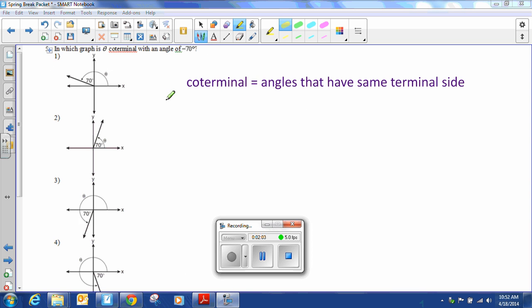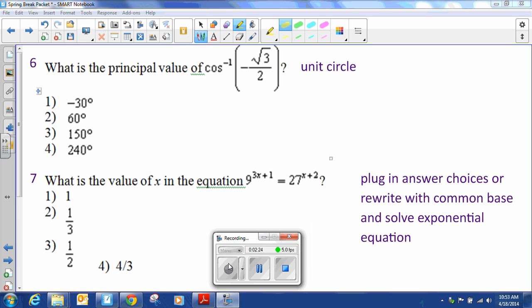Number five, you're looking for the angle that is coterminal with an angle that is -70 degrees. Remember, coterminal means angles that have the same terminal side, and negative angles go in the clockwise direction, whereas positive angles go counterclockwise.